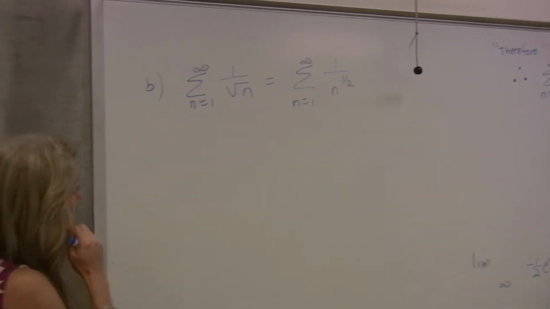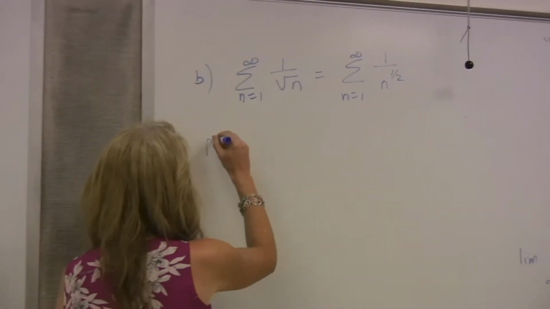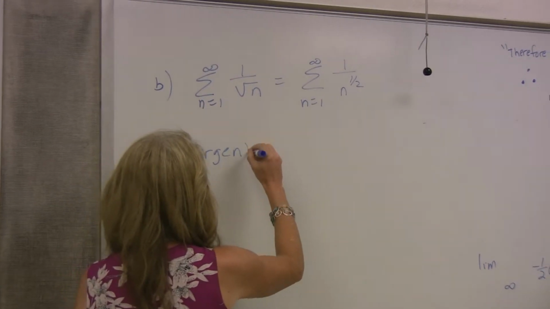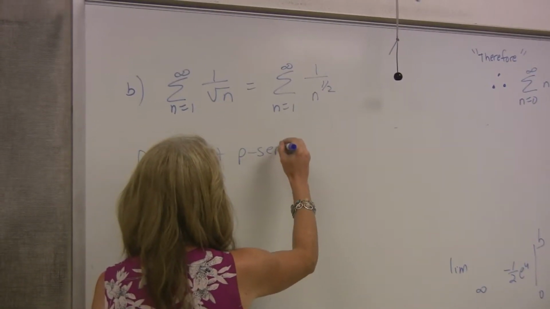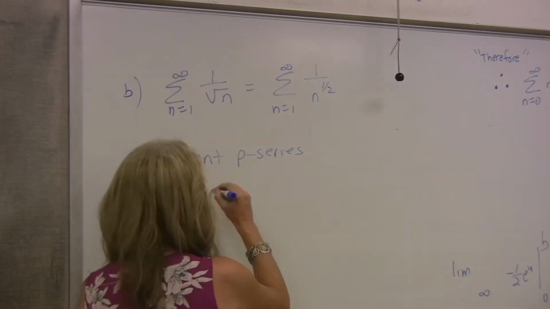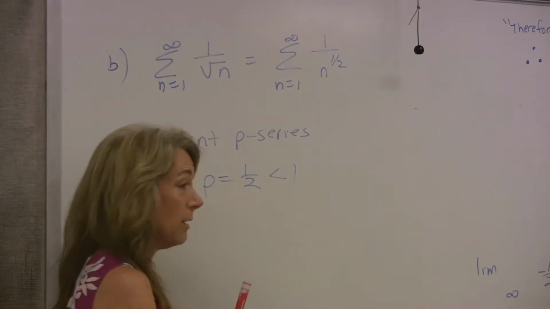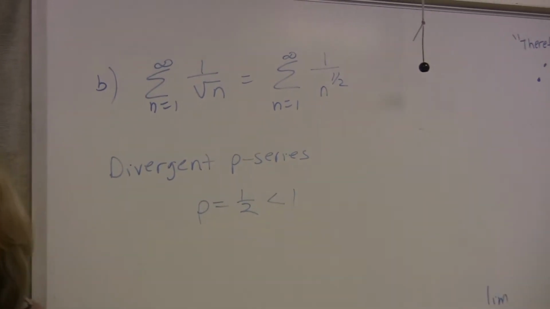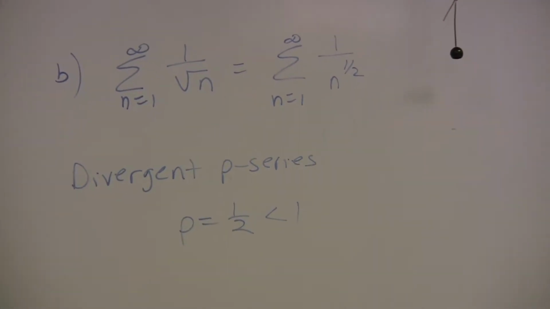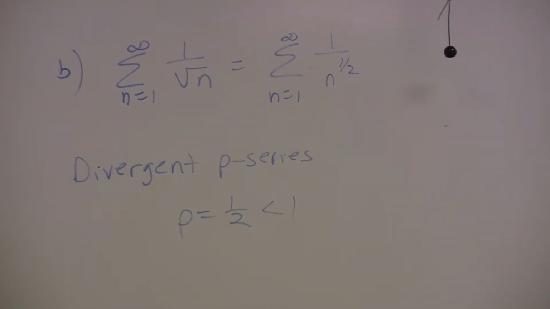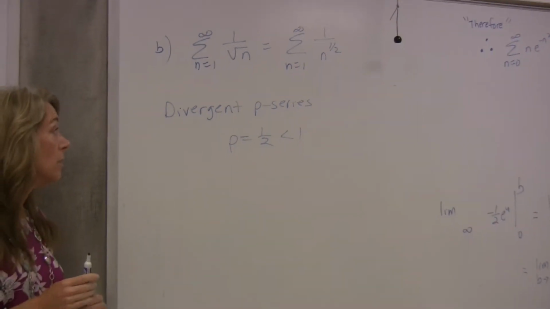Why is it diverging? Because the p is not greater than 1. This is a divergent p series. You need to tell me you know what p is, and you need to tell me that it is less than 1, right? Don't assume that I know that you know what p is. If you're going to tell me it's a p series, tell me what p equals, and then whether it's greater than or less than 1.